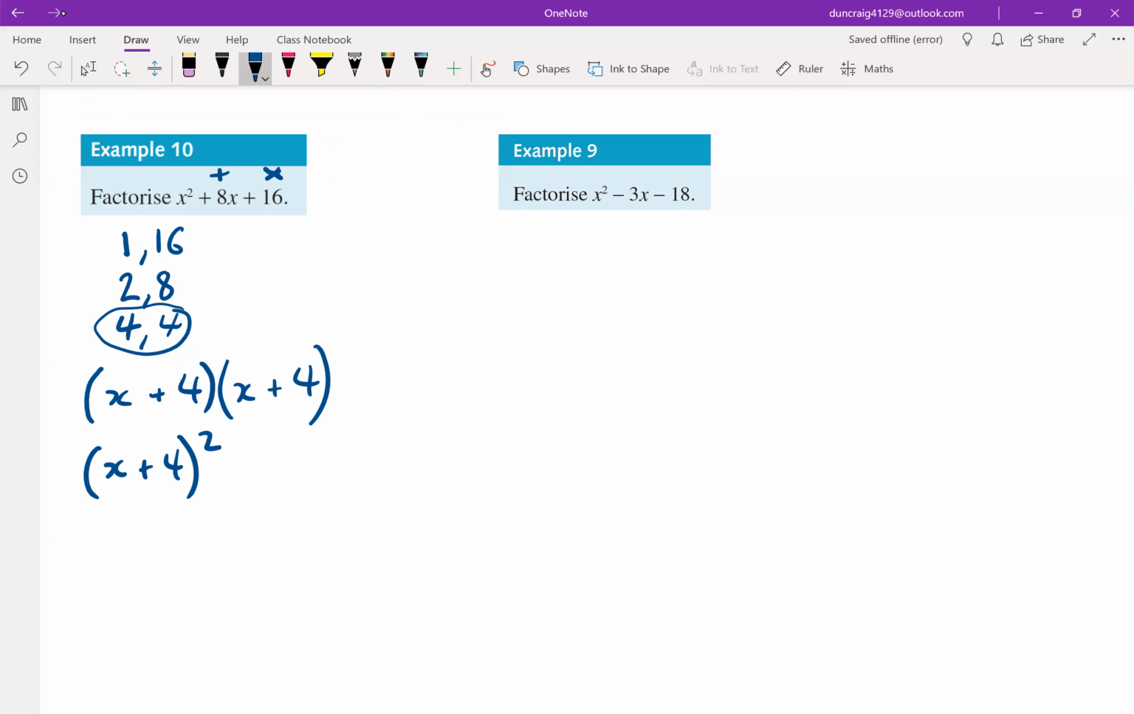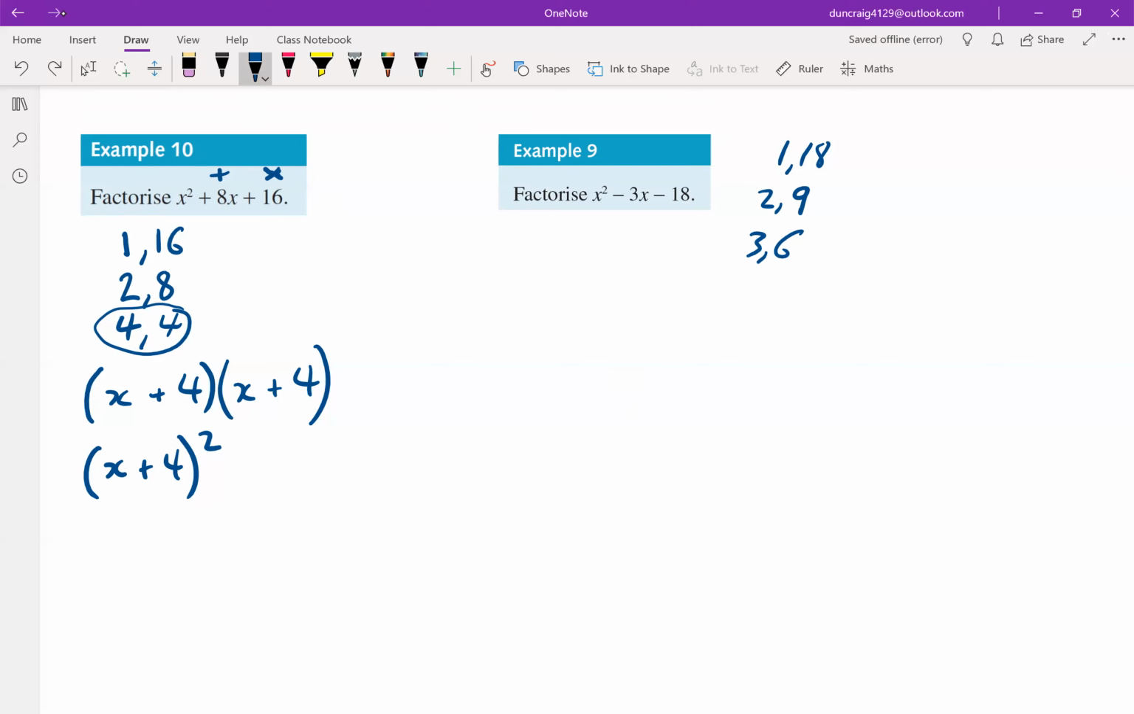x squared take 3x take 18. Okay, so let's go first up. Factors of 18. All right, I've got 1 and 18, 2 and 9, 3 and 6. And really, it's a minus 18 as well, so we've got to keep that in mind. Basically, one's going to be positive and the other one's going to be negative. And so I need to work out which of these two can give me a minus 3. Well, 1 and 18 can't, 2 and 9 can't, but a 6 and a 3, I can generate a minus 3 out of that.